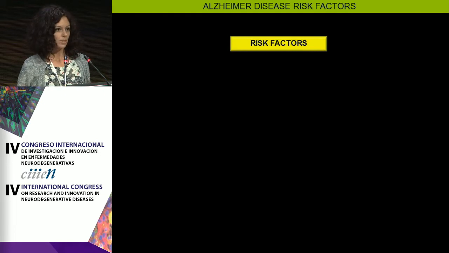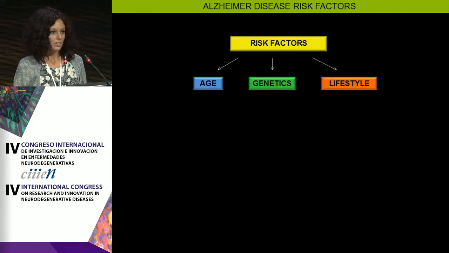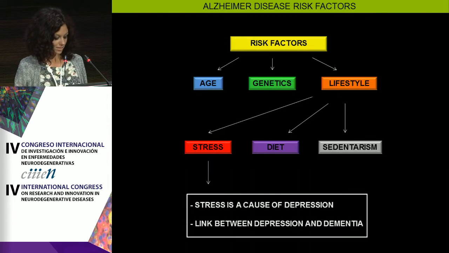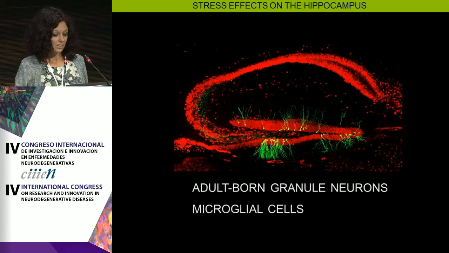There are several risk factors for the development of Alzheimer's disease, as we have learned these days. Age, of course, is the best known risk factor, and also genetic factors and those related to lifestyle play an important role. Among different factors, stress may be one of the most important lifestyle-related factors that can help to develop Alzheimer's disease. In this regard, it is known that stress activates several mechanisms that finally lead to the development of depression and also to inflammation, and there is a lot of data that demonstrates a strong link between depression, inflammation, and dementia. So given the indirect association between stress and Alzheimer's disease, we aimed at studying the effects that a single episode of acute stress could have on different aspects of hippocampal functioning.